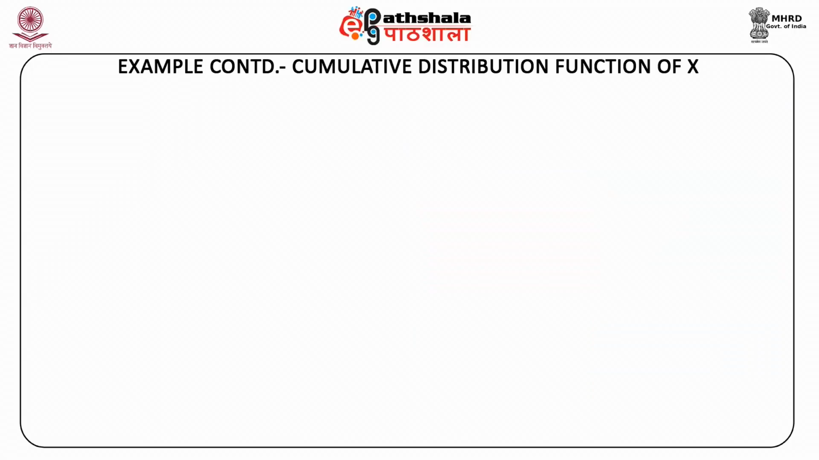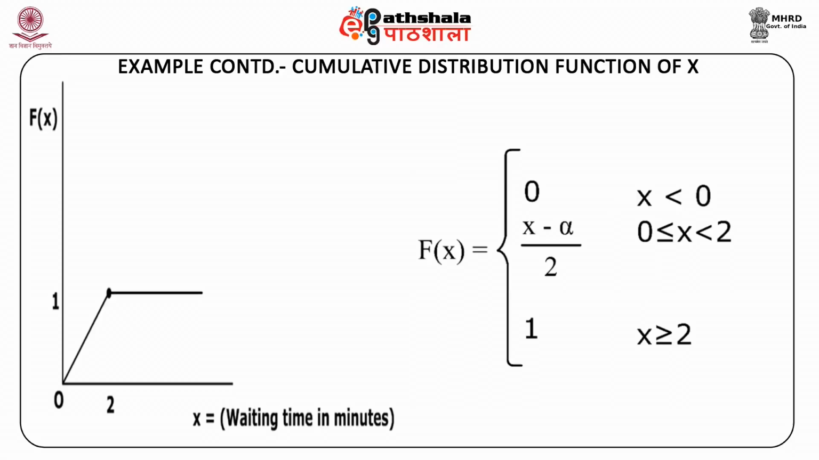The graph of the cumulative distribution function appears in the figure. F(x) is equal to 0 for x less than 0. It is equal to (x minus alpha) upon 2 when 0 is less than or equal to x is less than 2, and it is equal to 1 when x is greater than 2. In the figure, F(x) will increase continuously with slope equal to 1 upon (beta minus alpha), which is equal to 1 by 2, and will be equal to 1 when x is equal to 2.